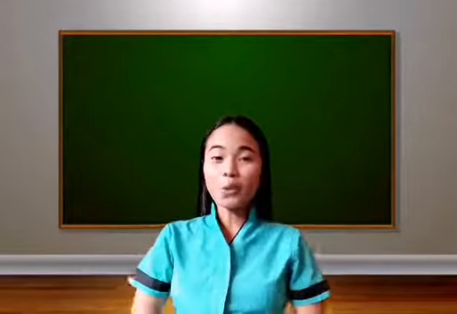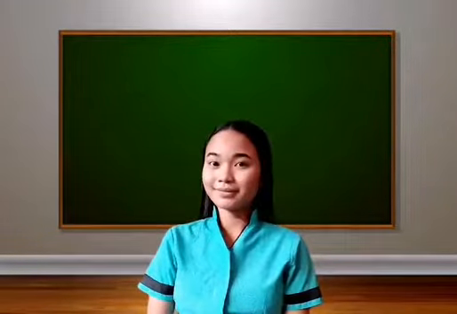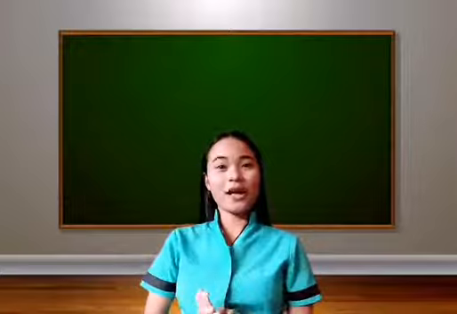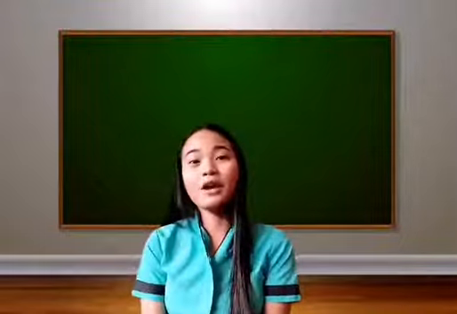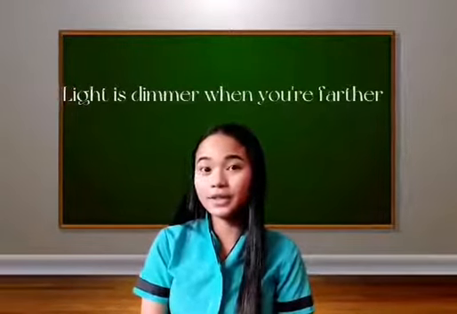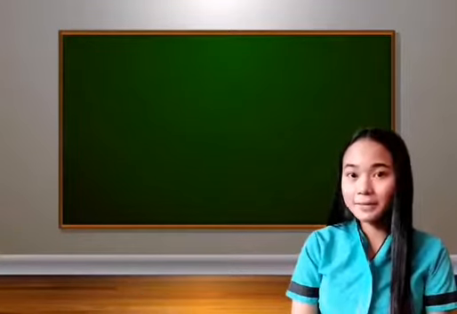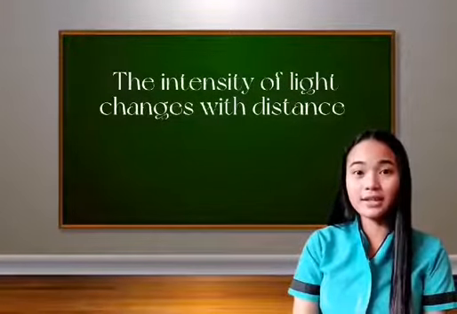Okay, class. What have you noticed about light when you are close to it and far from it? So, let's discuss the intensity of light. Probably you have noticed that light appears to be brighter when you are close to it and dimmer when you are far away from it. It is because the brightness of light depends on how far away you are from the source. The particle nature of light explains that the brightness or intensity of light changes with distance.